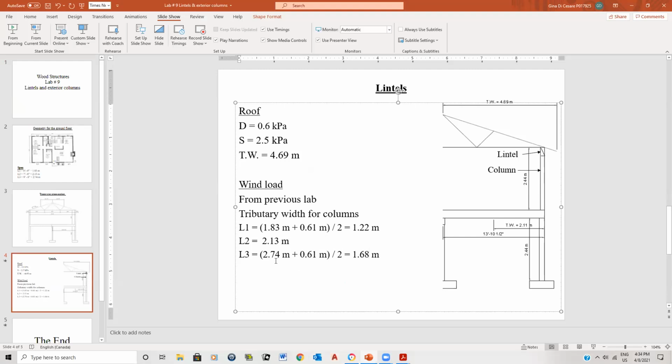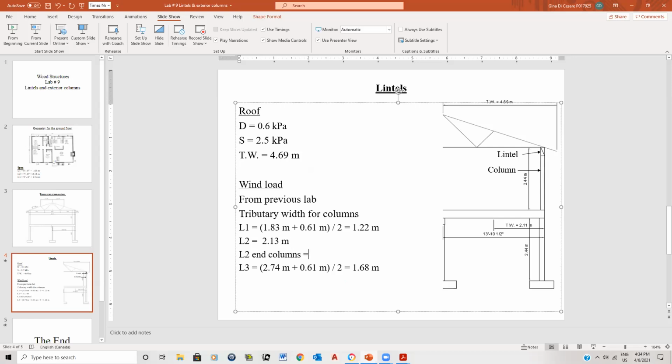And now, if you want to calculate the end columns, for the ones that are supporting L2, this is for the end column, not the one in the middle of the 2 lintels. For the end columns for L2, the end column, L2 end, I'm going to put end columns so that we know what we're talking about.